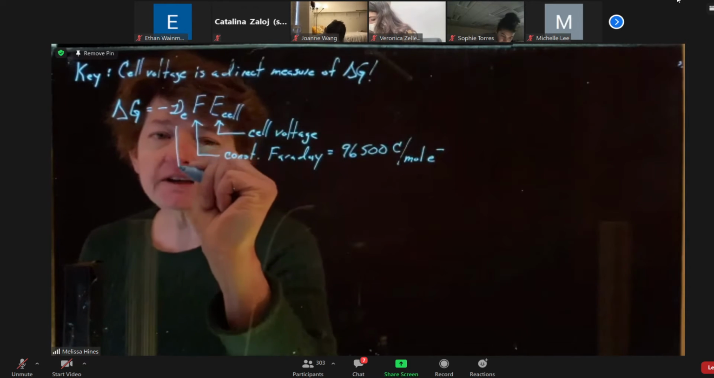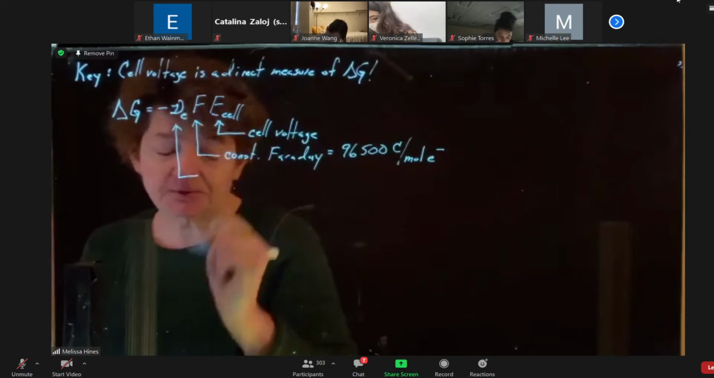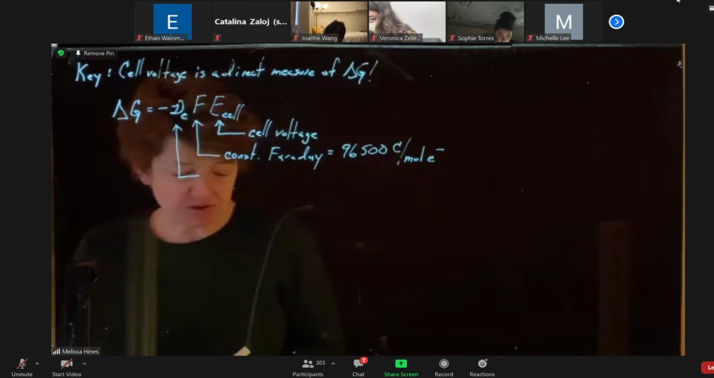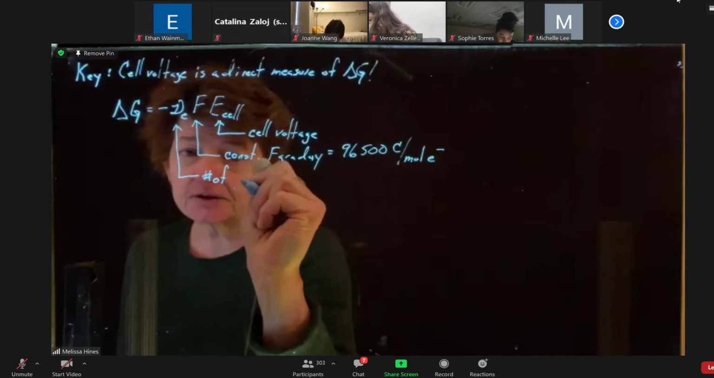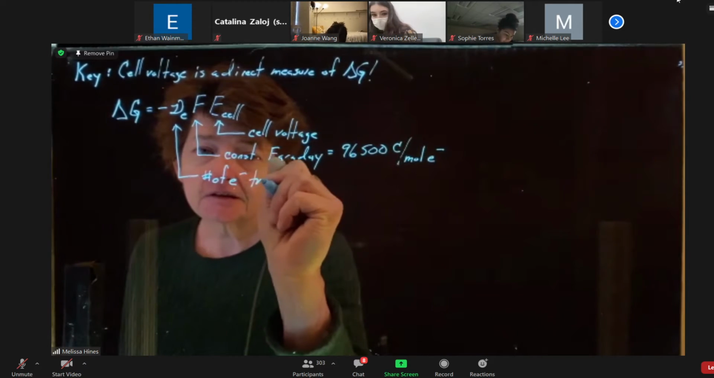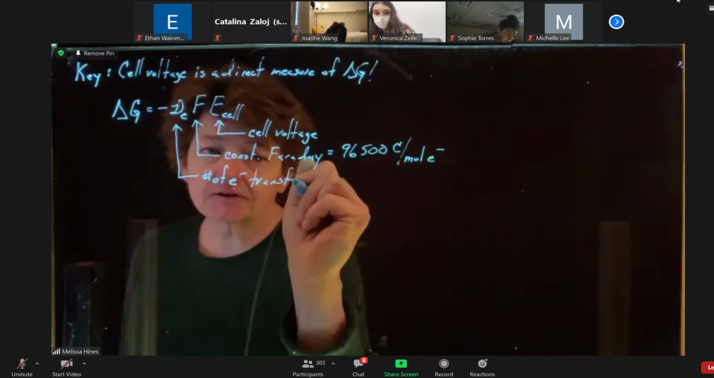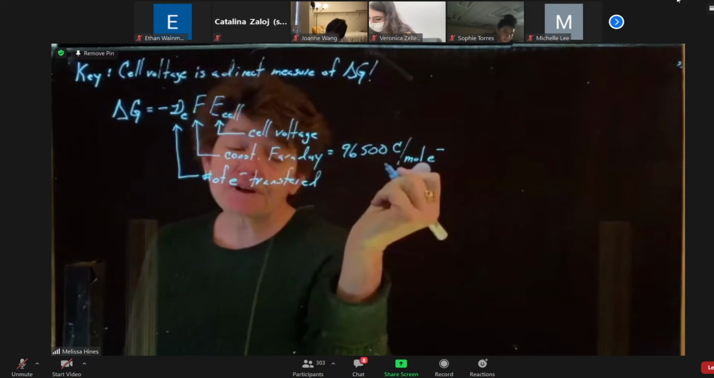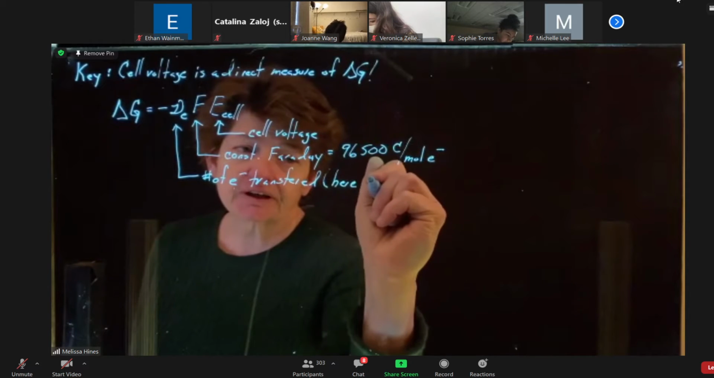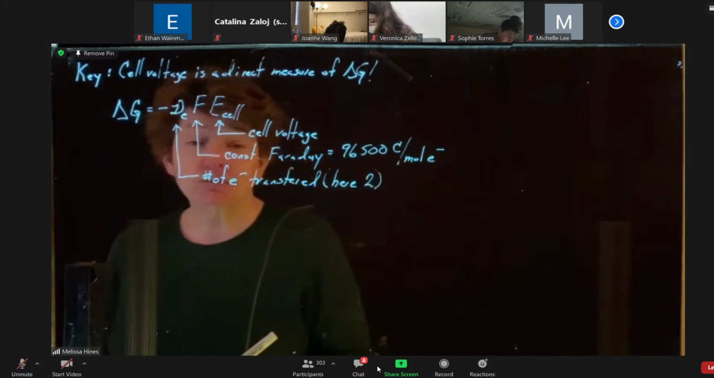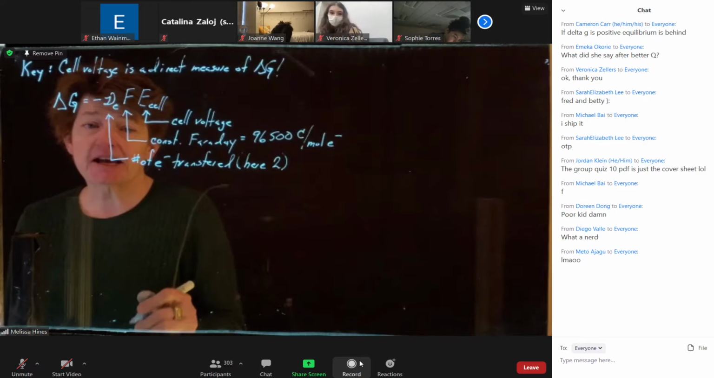Now we have this term nu sub E. Nu sub E is the number of electrons transferred, as written in the chemical equation. So for the reaction we're looking at, that number is going to be 2, because there are 2 electrons in the reaction.